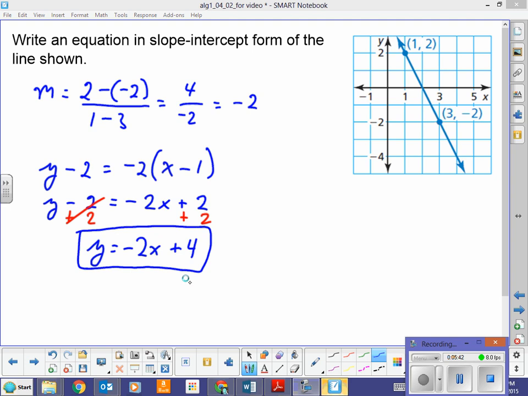And just do a common sense check here, looking back, if this line on the graph were extended up, it looks like it would probably intersect at the y-axis at 4. So that makes sense. Okay, so this is going from point-slope into slope-intercept form. And this is really handy when you only have 2 points and no y-intercept.